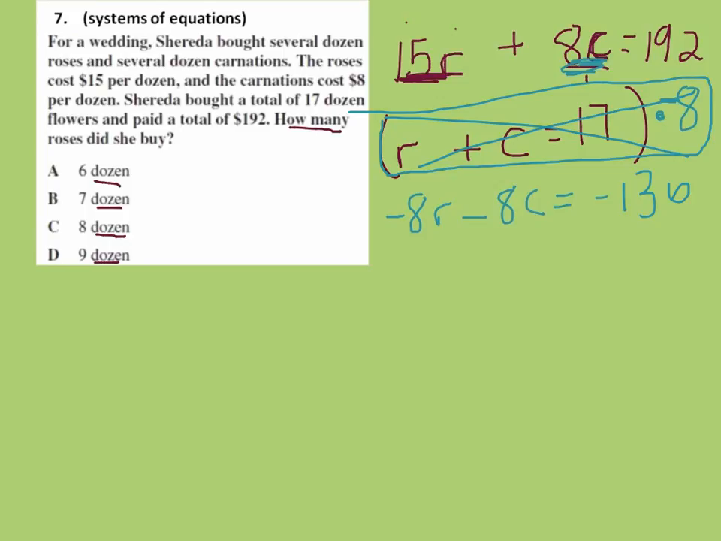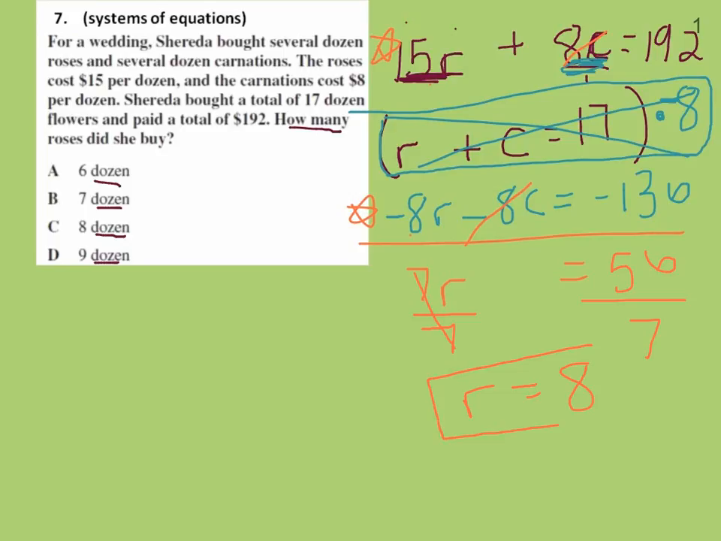Okay, so that means we have to add this equation and this equation so that our C's will cancel or eliminate. 8C and negative 8C will cancel. Okay, but 15R minus 8R is 7R, and 192 minus 136 is 56. Now we have 7R equals 56, so we have to divide by 7 on both sides to get R by itself, and we get R equals 8. So that tells us that the number of roses we bought was 8 dozen.